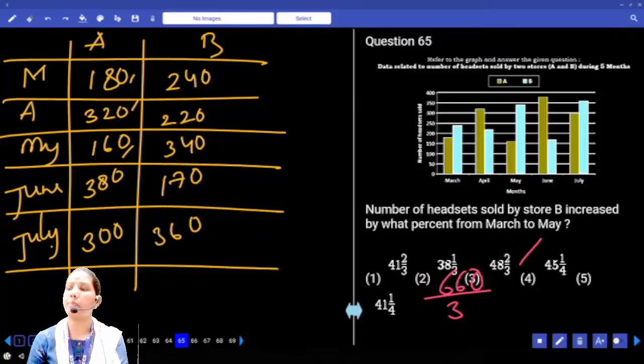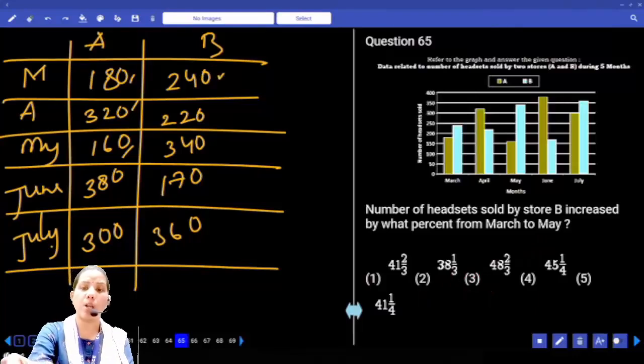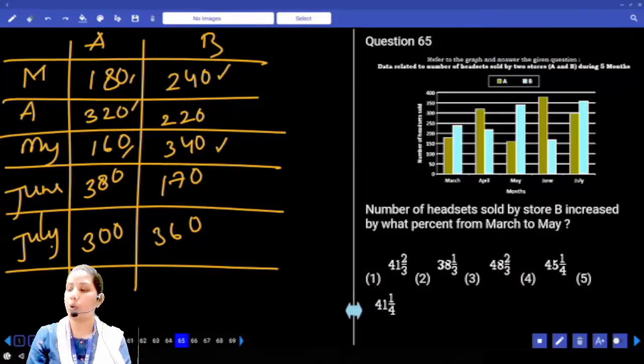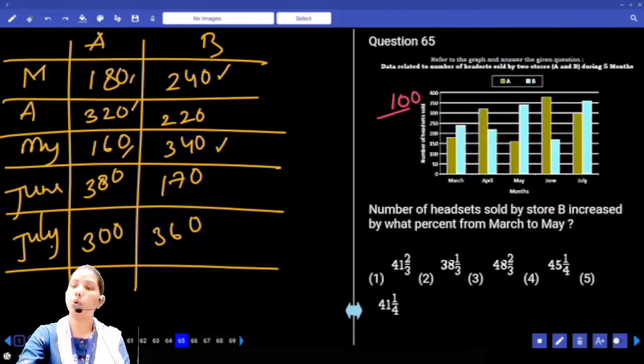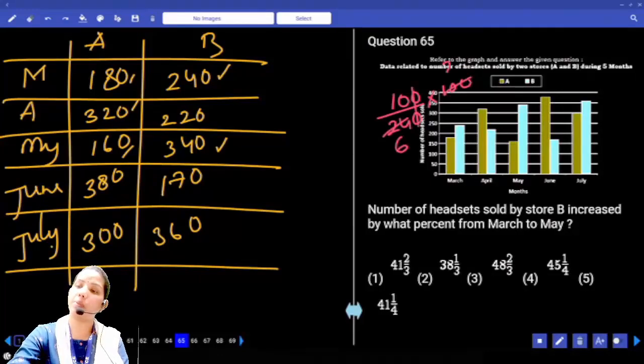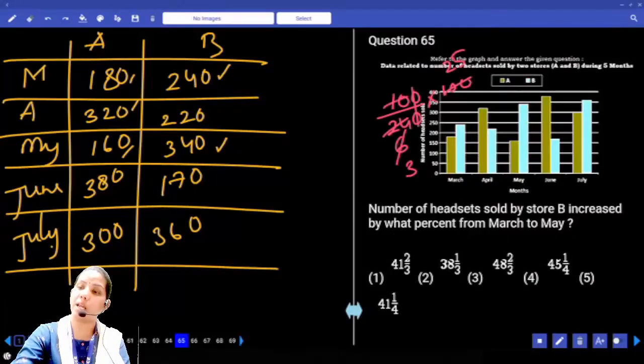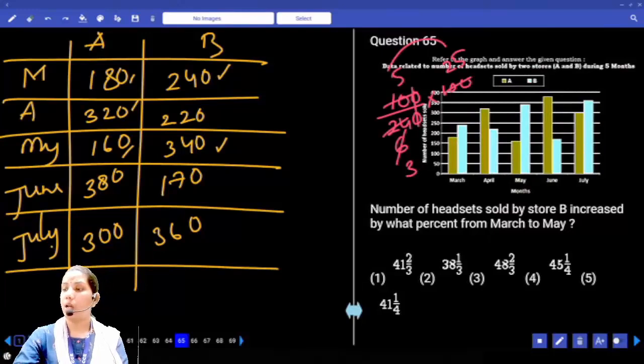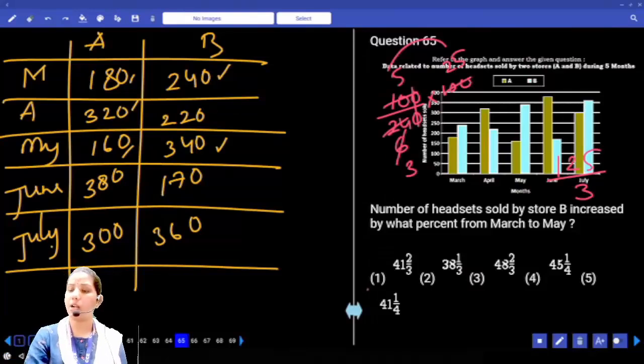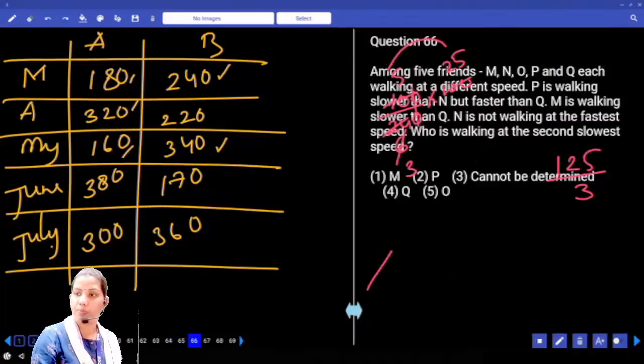Number of headsets sold by B, store B, is increased by what percentage from March to May? What is March value? 240. What is May value? 340. Compared to 240, 340 is how much more? 100 more compared to 240. So it is divided with 240 into 100, percentages form. Zeros cancel. And 4 table exactly 6 times and 4 table 25, 2 table 3 times and 2 table 5 times. What is 5 into 25? 125 by 3. 125 by 3 means 41, 2 by 3, first option. 41, 2 by 3 percentage increased. Okay, thank you.